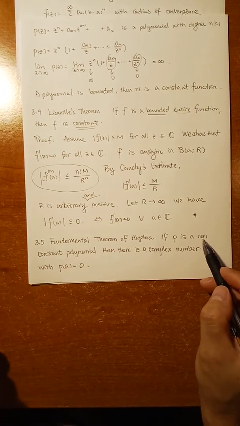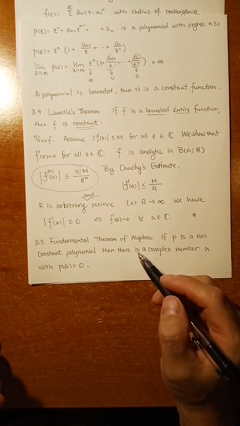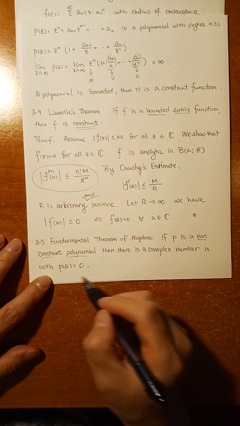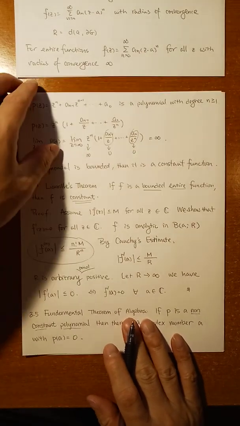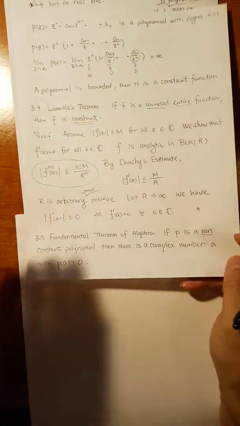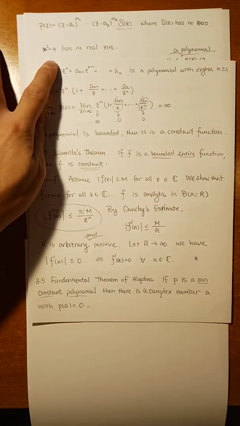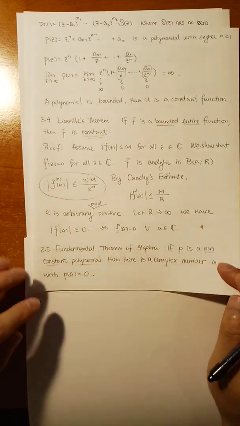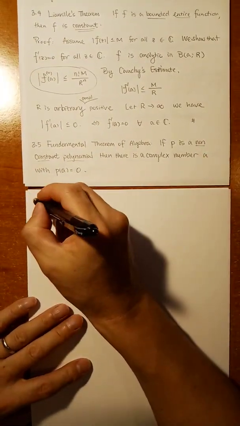So it just says a non-constant polynomial must have a 0. Okay? It's not like the real case. In the real case, for example, x squared plus 4 is a non-constant real polynomial, but it does not have a real 0. Here it has a complex 0. It always has a complex 0. Right? Okay, that's the statement.